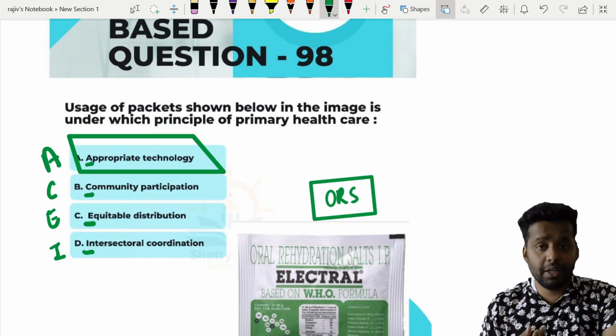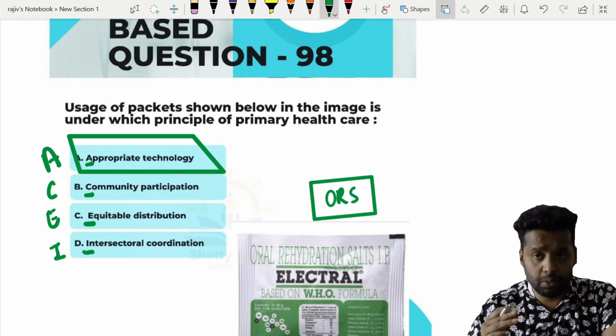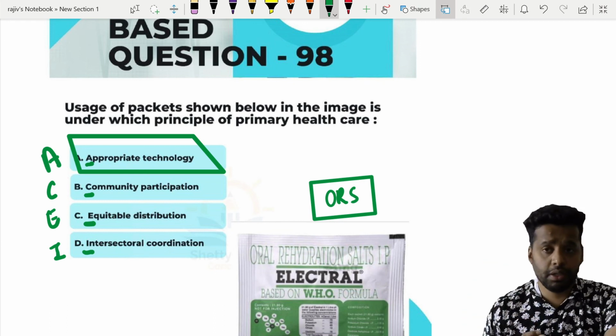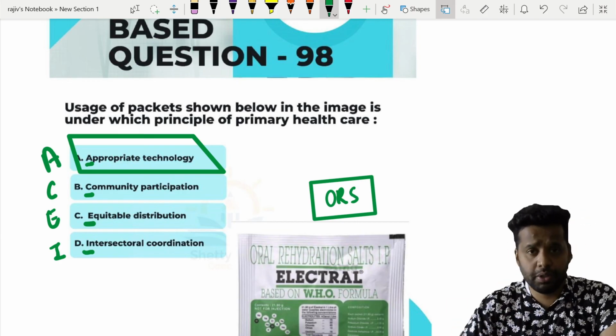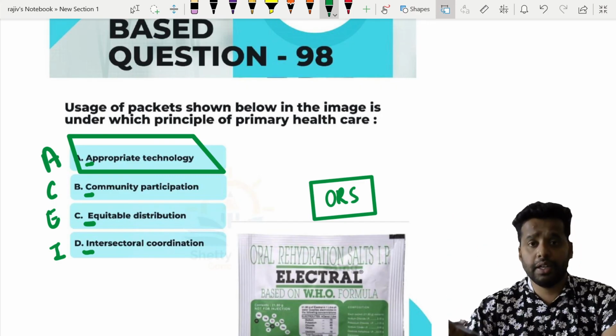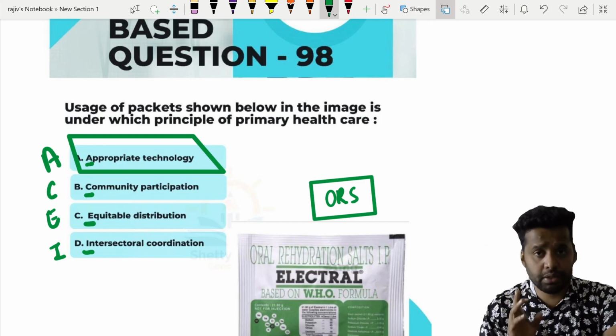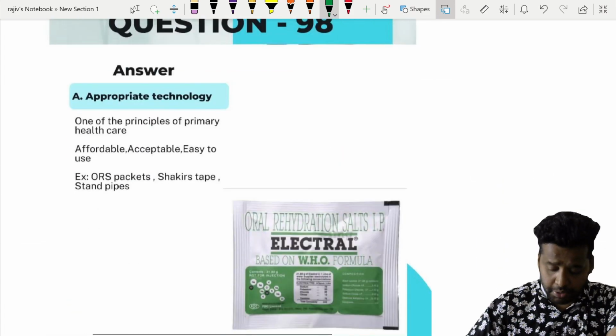That affordability and acceptability is very important when you are selling any product. ORS is very much affordable. Sometimes it is affordable outside also, 1 rupee, 2 rupees per packet if it is given. In health centers it is free of cost. Yes, and it is acceptable because it is easy to use. That is why they are accepting it, and it comes under appropriate technology.